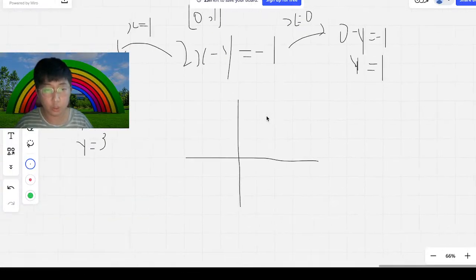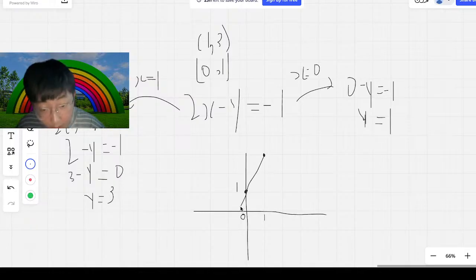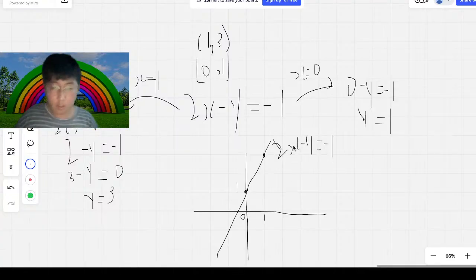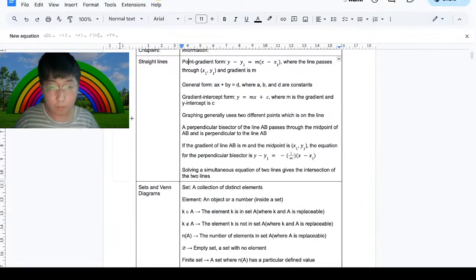You guys should use a ruler when you're plotting a straight line. But for me, I don't have a ruler, so I will try my best to draw. So let's say this is 0 and this is 1, and this is 3 up here. Then I can draw a straight line, something like that. And this will be our 2x minus y is equal to -1. So this is how you would plot a graph of that form.